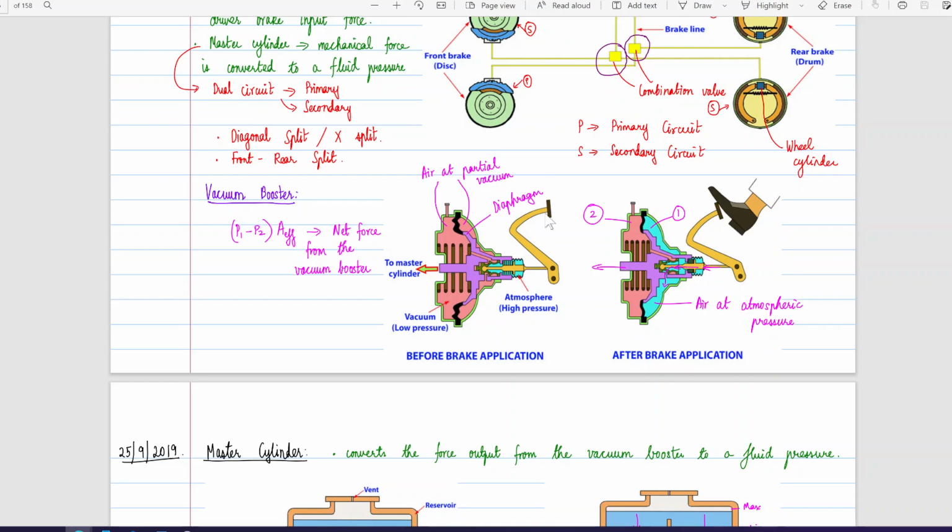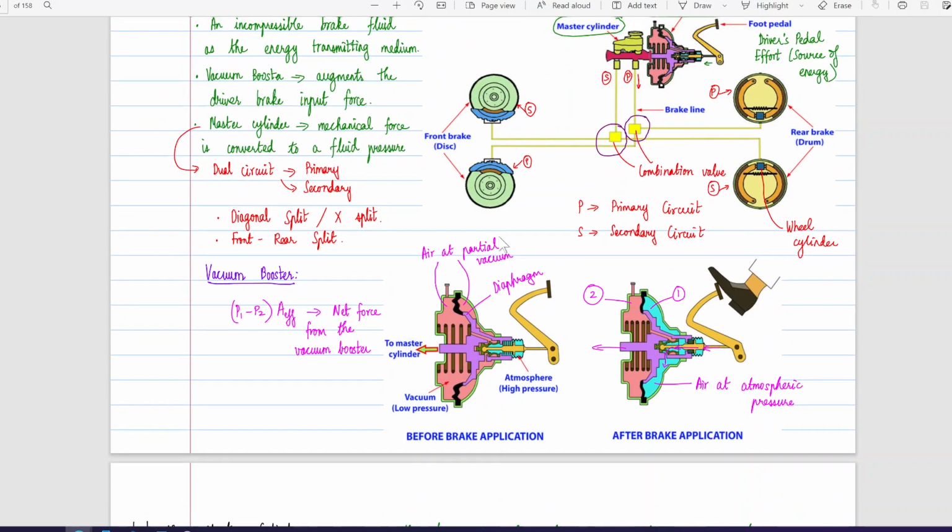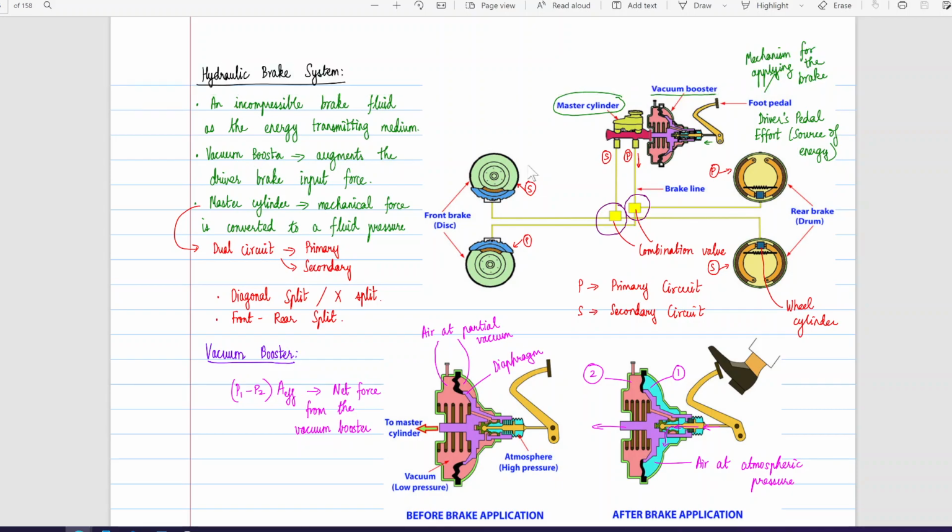Yes, so today we are discussing the brake component, and we just got started on hydraulic brake system. So to summarize quickly, the hydraulic brake system has a foot pedal followed by a vacuum booster and a master cylinder. The driver's effort is given through this foot pedal, which goes to the vacuum booster. The function of vacuum booster is to augment the driver's brake input force, and this results in motion of the master cylinder, which converts the mechanical force to fluid force. We have two different lines, primary line and secondary line, which is pressurized in the master cylinder.